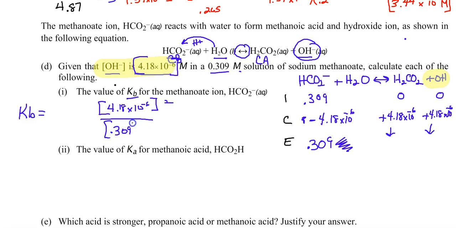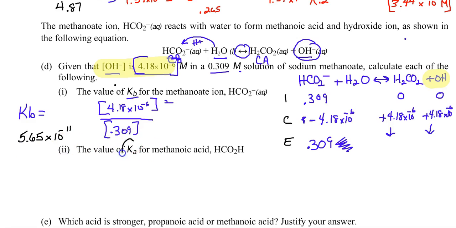And again, if you want to subtract 4.18 times 10 to the negative 6 from that, you'll see that it's not going to significantly change that. All right? And then when you do that math, I get, party people, 5.65 times 10 to the negative 11. Booyah, okay? And that's pretty simple.